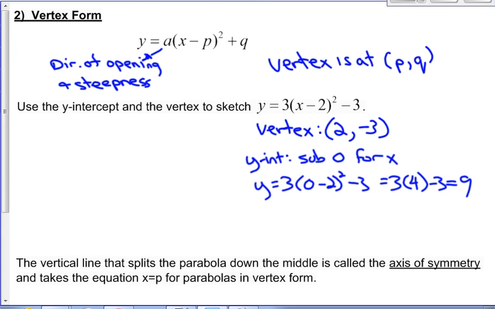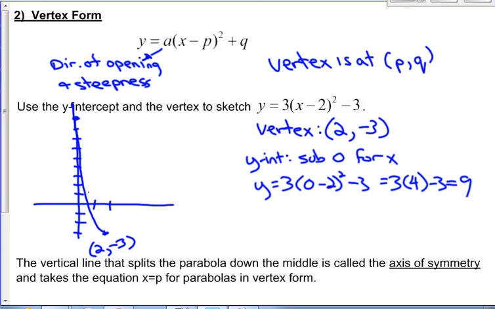Now we can sketch this. 2, negative 3. 1, 2, 1, 2, 3. There's our vertex. And we have the y-intercept at 9. So the parabola looks like that. Now, it's symmetrical, so it also is going to contain the point (4, 9). It contained (0, 9), which was 2 to the left of the vertex. I'll have (4, 9), which is 2 to the right.